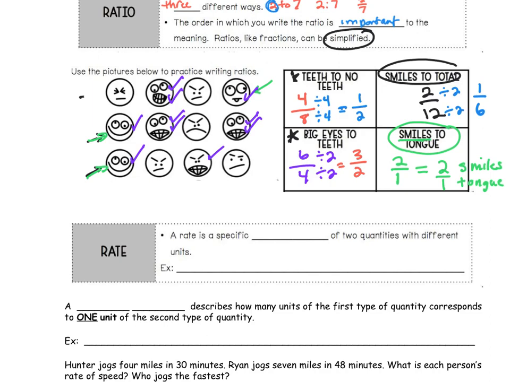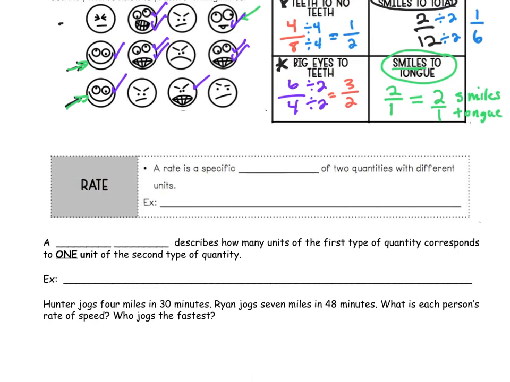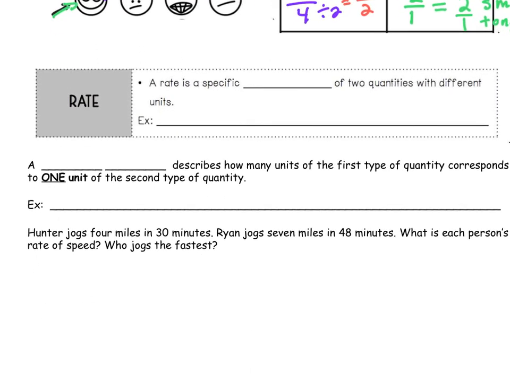All right, now let's go on to our next definition. If we look at this next definition, it mentions rate. And a rate, it says, is a specific blank of 2 quantities with different units. And that's important. So what I'd like you to do is highlight different units, or you can circle that.